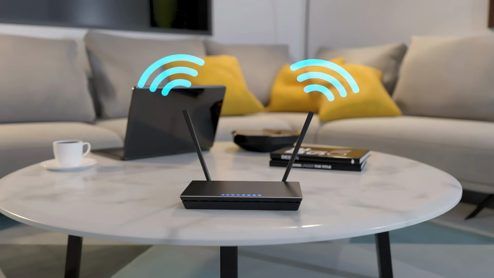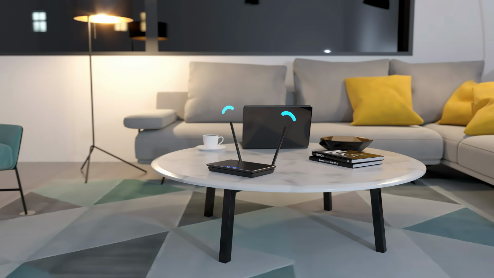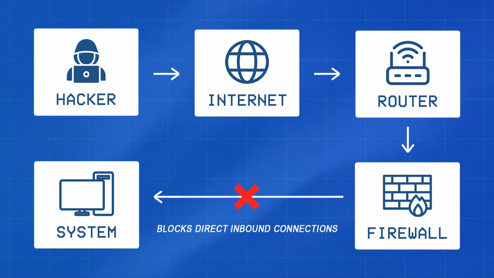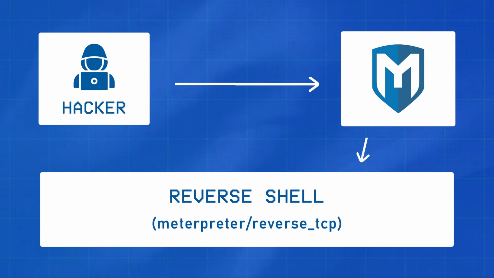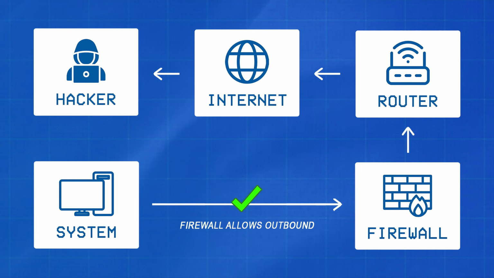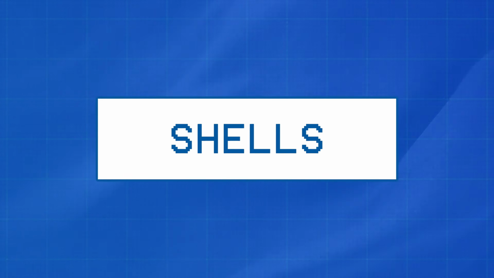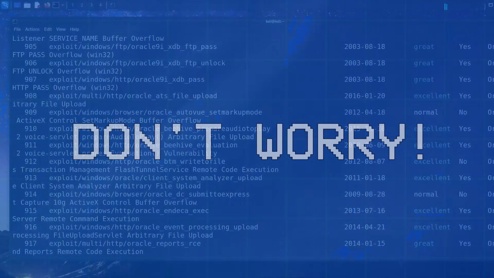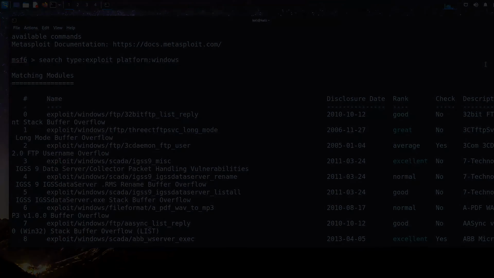A quick note. Routers and firewalls often block incoming connections from outside a local network, making it harder for an attacker to interact with a system over the internet, and so in order to bypass this, hackers often use something called a reverse shell module within Metasploit, which tricks the targeted system into connecting back to the attacker instead of the other way around. And if you're not sure about what shells mean or why they're an essential part of system hacking, don't worry, I'll cover all of that in the upcoming video on Metasploit.